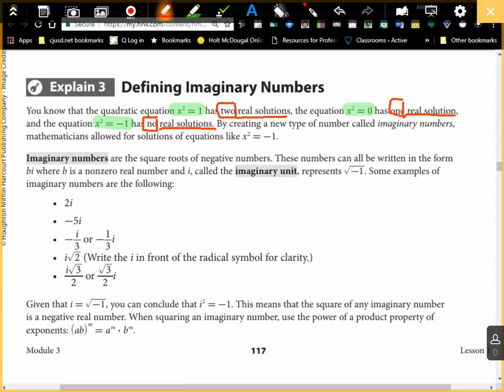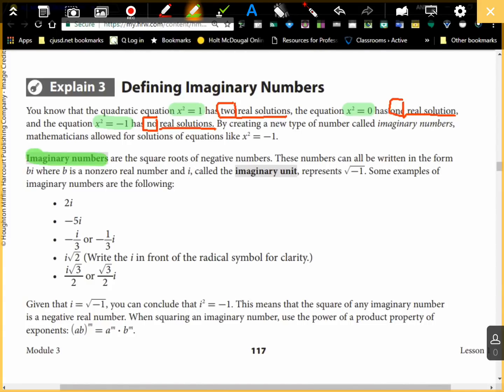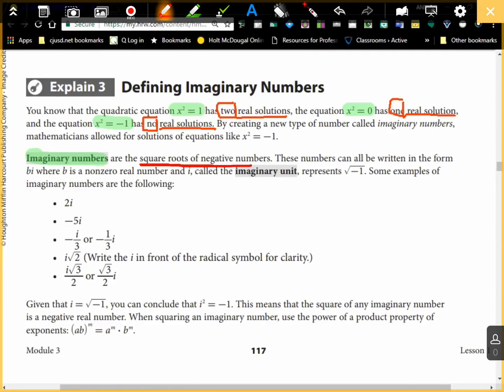But I have to make sure that all career possibilities are open to you. And so we need to make sure we have an understanding of what this concept is. Our imaginary numbers help us solve things like x squared equals -1. So this forms our imaginary numbers, which are the square root of negative numbers. Imaginary numbers are anytime I have the square root of a negative number.